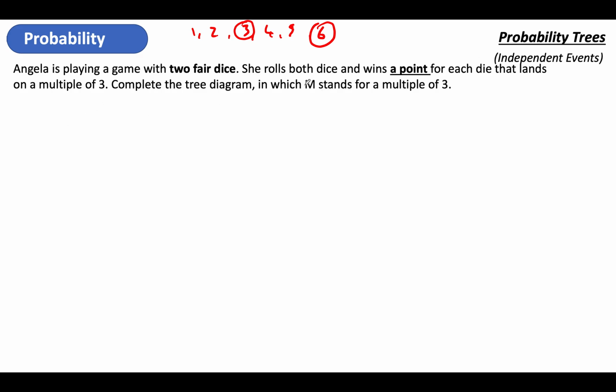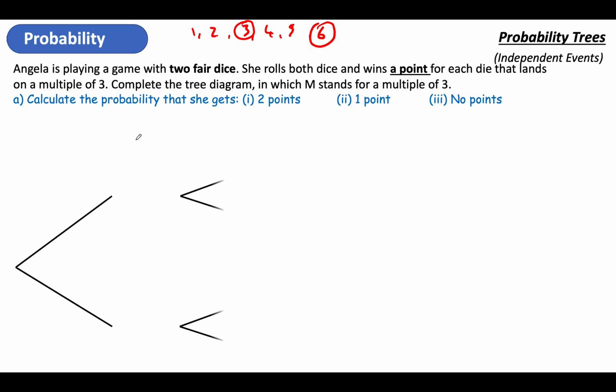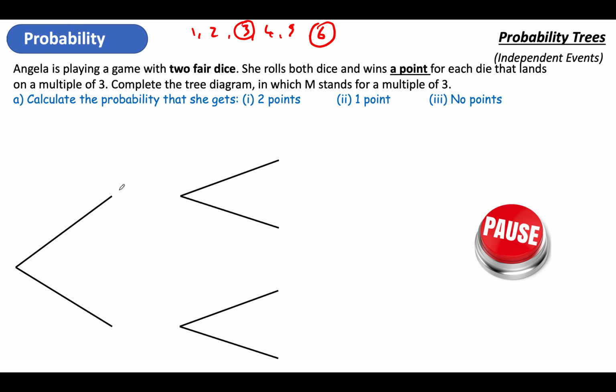Complete the tree diagram in which M stands for a multiple of 3. Okay? And I'll give you a bit of a clue here. You've got to calculate these probabilities. Remember, she wins 1 point for every multiple of 3 that she gets. So I would label it like this: M and then M dash. Remember, M dash means not M. All right? Pause the video, unpause when you've answered the question.